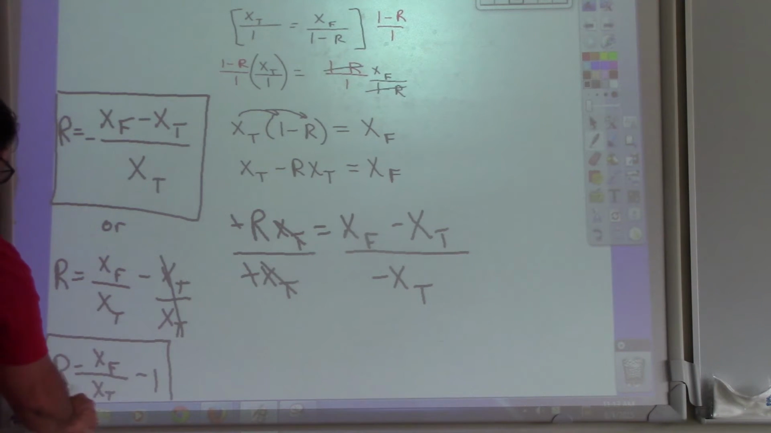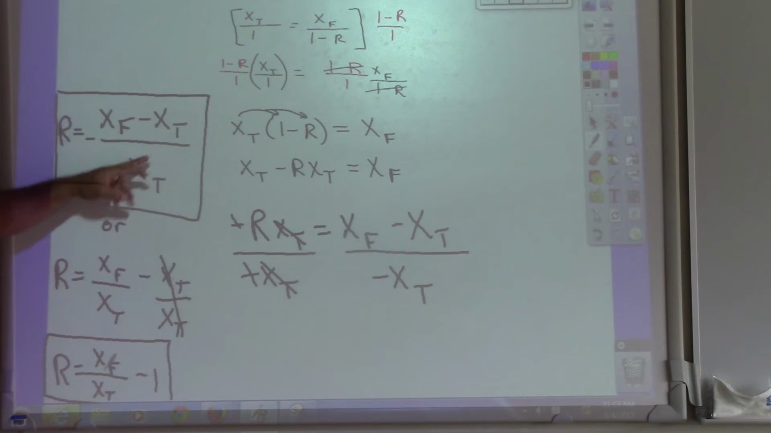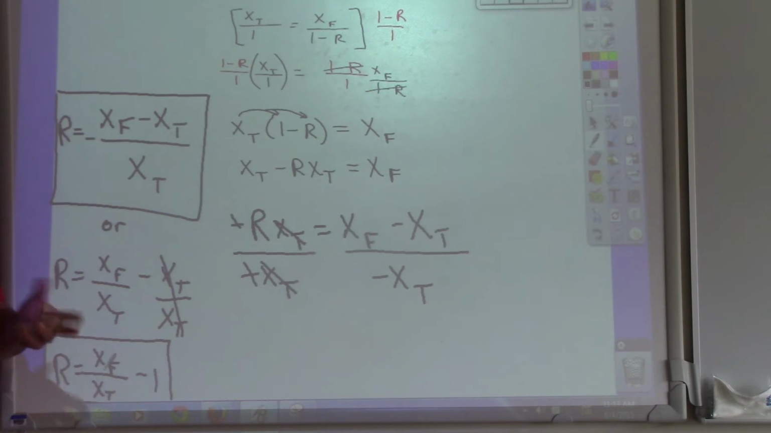And they will probably say that that's a simplified answer because it takes less strokes of a pen to do the 1 than it does to do this. And that's the only difference between simplification of two terms. How many times it takes the pen to write it. So those are your two answers.